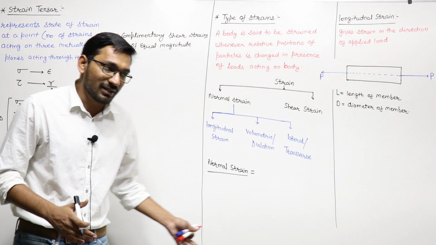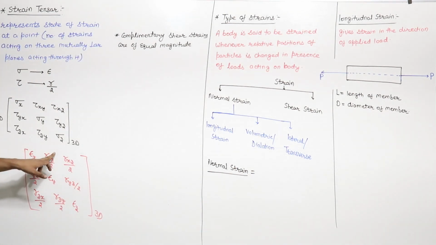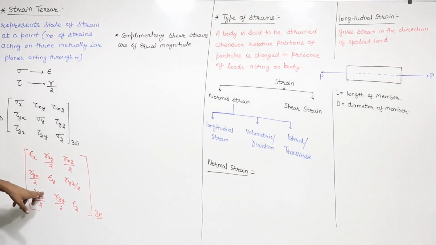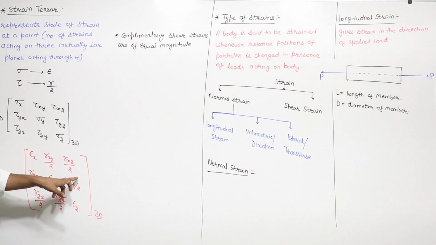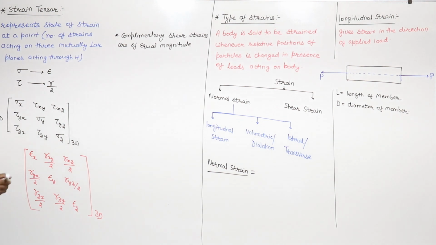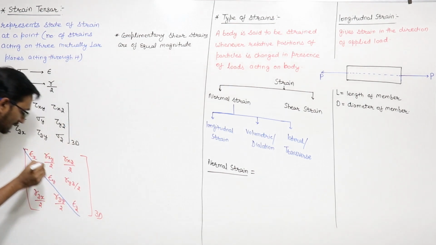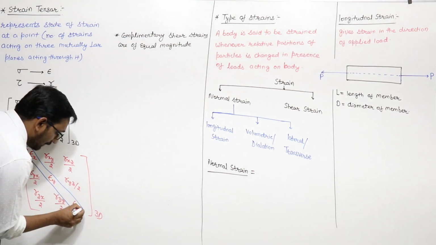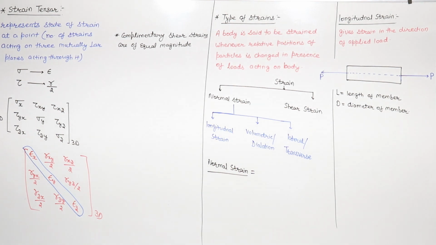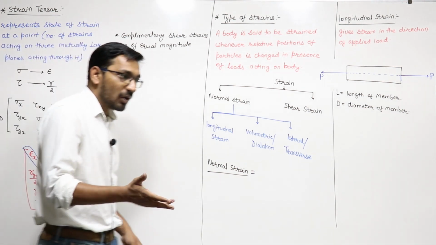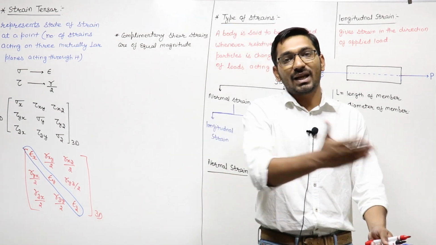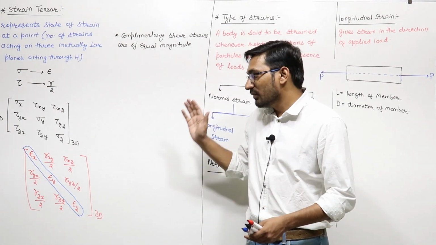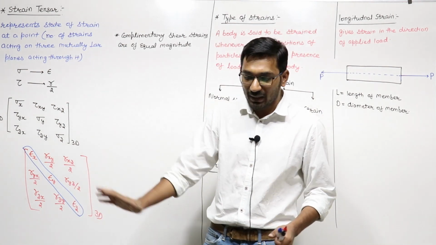So I can replace it like this. Gamma xy and gamma yx will be equal. Gamma xz and gamma zx will be equal. And gamma yz and gamma zy will be equal. So you can say that your strain tensor is also symmetric about its principal diagonal. This is the principal diagonal. The strain tensor is also symmetrical about its principal diagonal, just like the stress tensor, which is also symmetric about its principal diagonal.